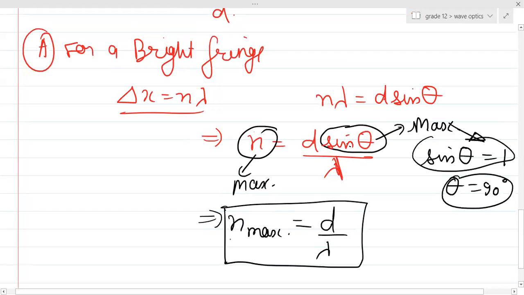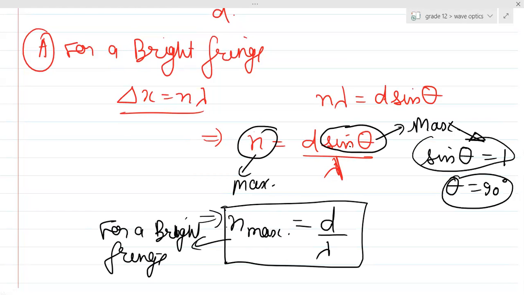लिख लो. For a bright fringe, this is the maximum possible value of n. Is it clear? Easy concept है, ज़्यादा difficult नहीं. It's an easy concept. Yes or no? N max is basically this.